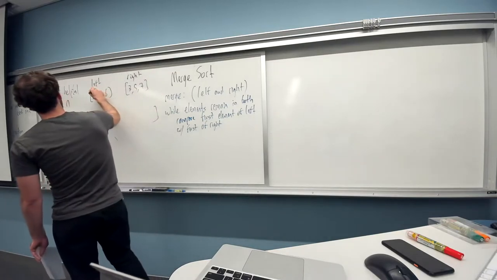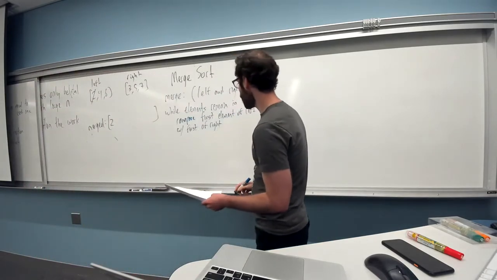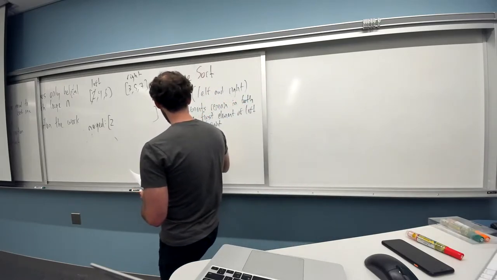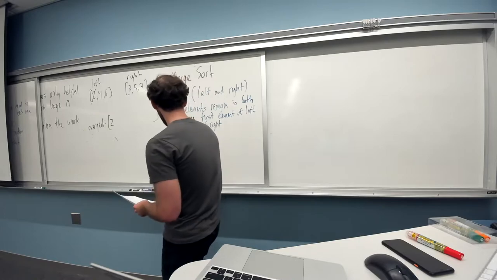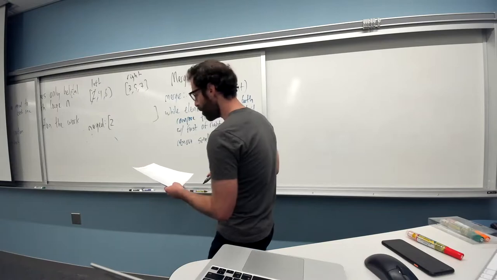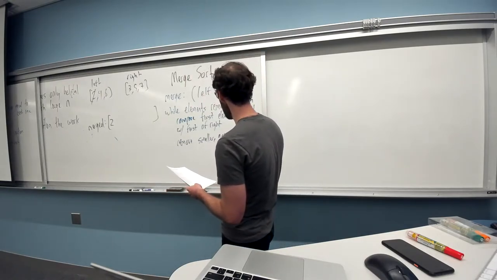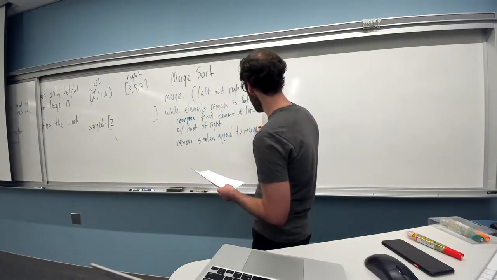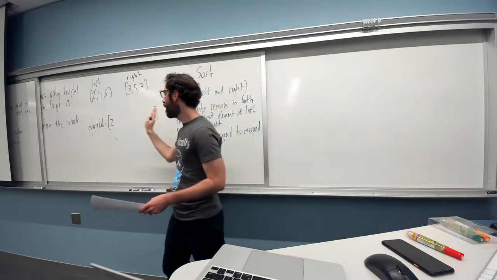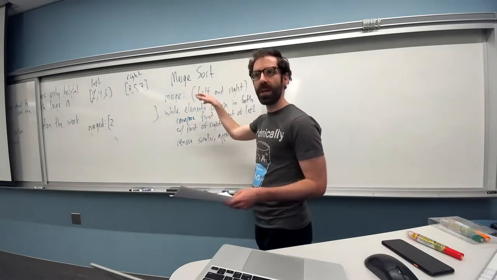So I've gotten rid of two, put that in merged. I'm going to compare the first element of the left to the first element of the right. I'll remove the smaller one and append it to my merged list. So I appended two to my merged list. And then I just continue repeating this process.